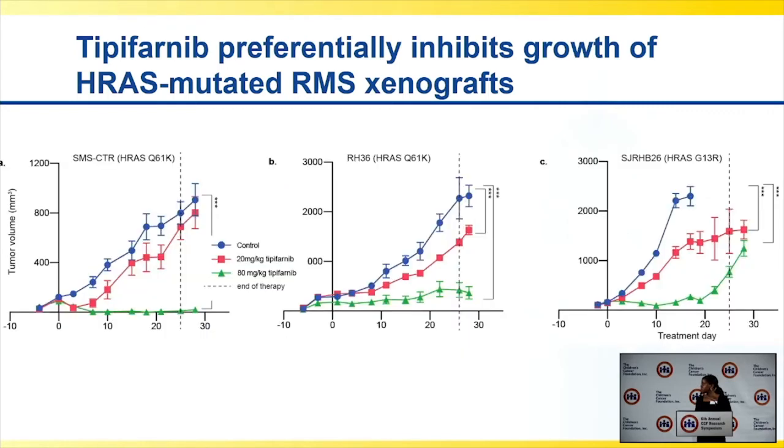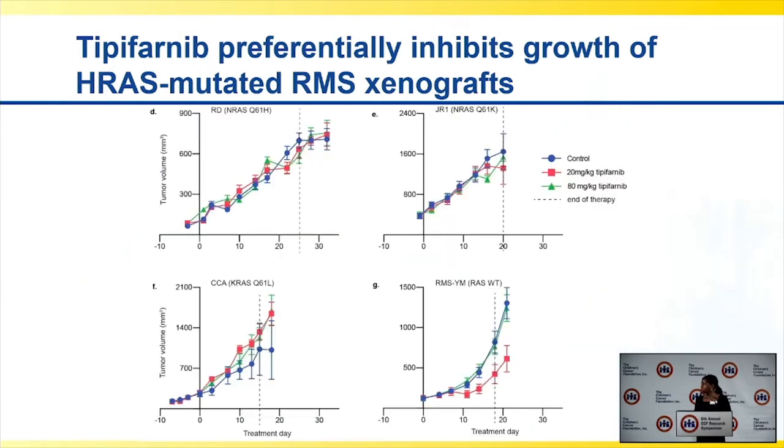What we were able to appreciate in our HRAS mutant xenografts, at our highest dose of Tipifarnib, we were able to inhibit tumor growth to varying degrees in this model. This was in contrast to our NRAS and KRAS and wild-type models, which even at our highest dose of Tipifarnib, we were not able to inhibit tumor growth.